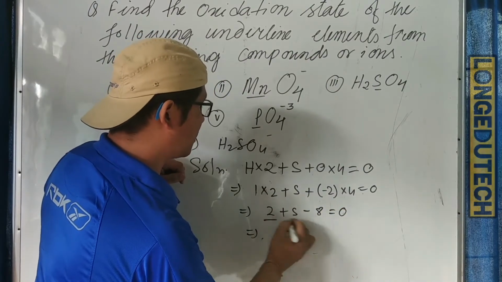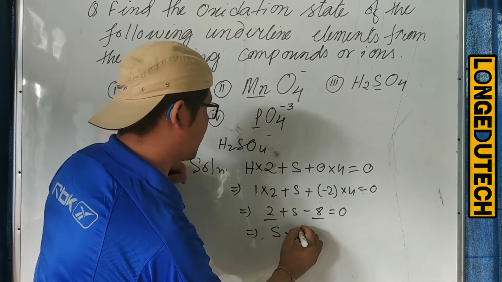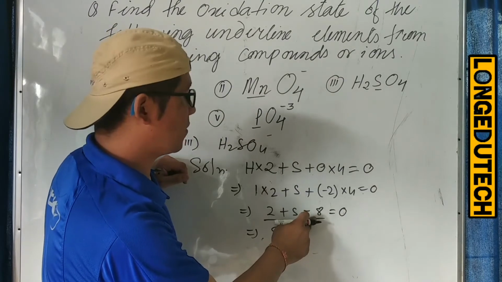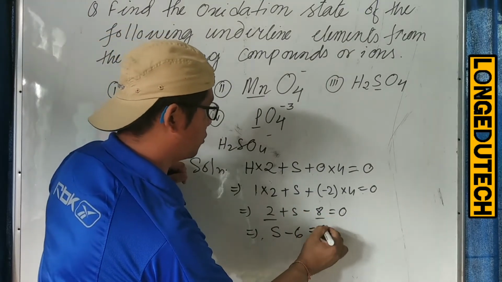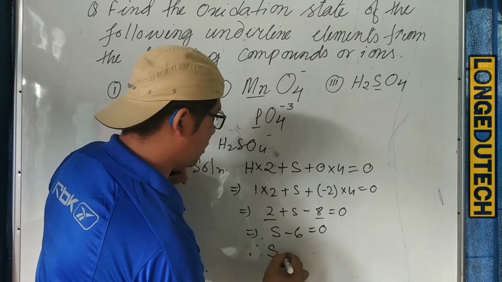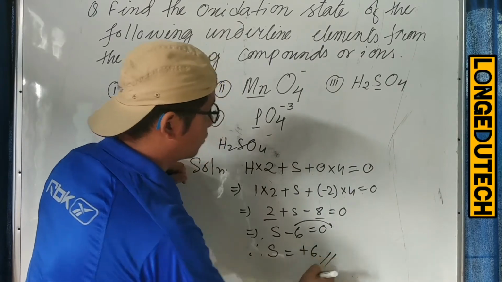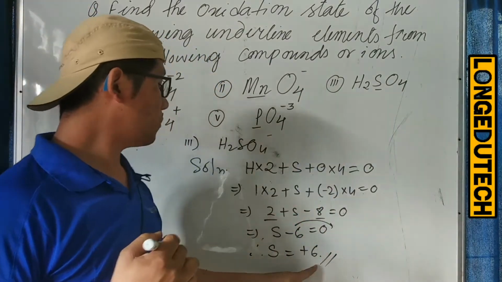Then plus and minus, what will we do? We will subtract, right? Then S minus 6, because we take the sign of the bigger number, that is minus, and here it comes to minus 6, that's equal to 0. Therefore, the oxidation state of sulfur, after transposition, will come as plus 6. So like this, the oxidation state of sulfur in H2SO4 is also plus 6.